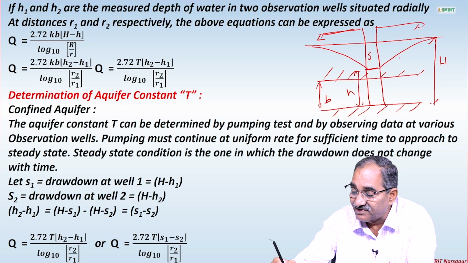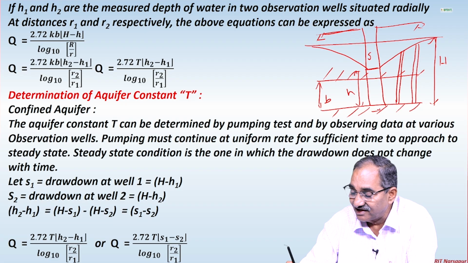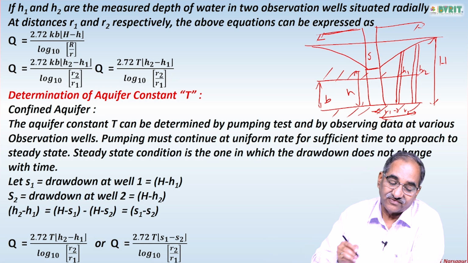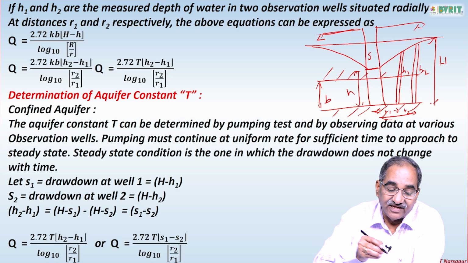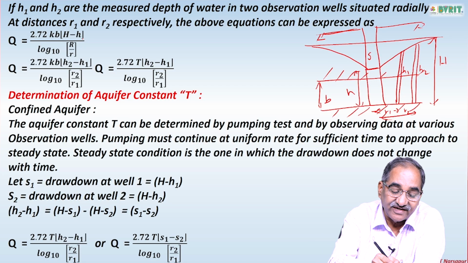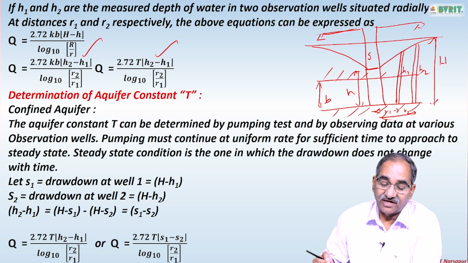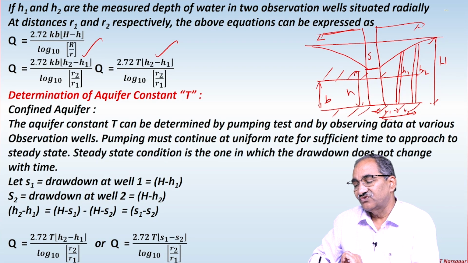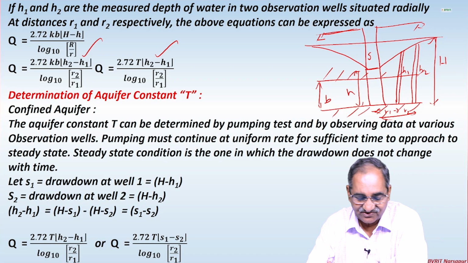And now we have two observation wells. One observation well I have taken here and one more observation well you have taken here. So this radial distance is r1 and this is r2. That's what I have written. In such a case, this is h1, this is h2. That's what I have mentioned. In that case, instead of H minus h, we can write it as h2 minus h1. That's the only difference. So this is useful for solving many problems for you.